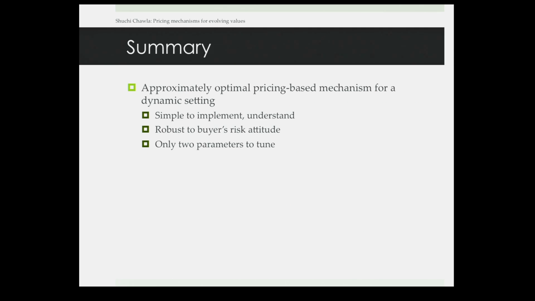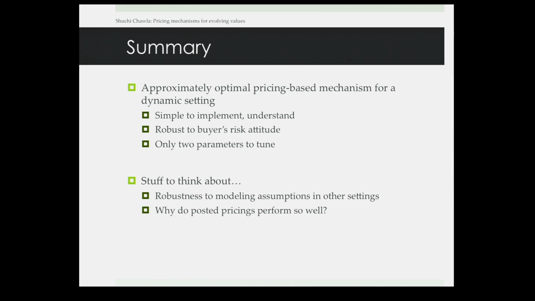Let me just conclude by saying that I showed you a very stylized model of this dynamic mechanism design problem. The high-level thing to take from this is that in many such complicated settings, you can find simple mechanisms that are not only approximately optimal, but also robust to modeling decisions or information about the input. And in this case, it's also robust to the buyer's risk attitude.